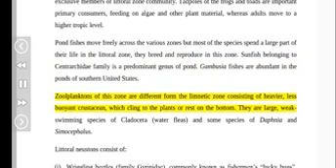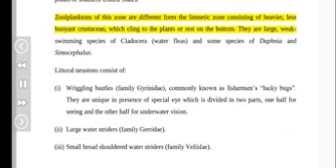Zooplanktons of this zone are different from the limnetic zone, consisting of heavier, less buoyant crustaceans, which cling to the plants or rest on the bottom. They are large, weak-swimming species of Cladocera, water fleas, and some species of Daphnia and Cyclops. Littoral neustons consist of wriggling beetles, family Gyrinidae, commonly known as fishermen, lucky bugs. They are unique in presence of special eyes, each divided in two parts, one half for seeing above and the other half for underwater vision. Large water striders, family Gerridae. Small broad-shouldered water striders, family Veliidae.